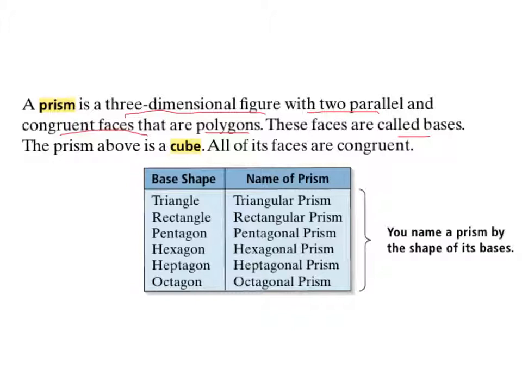Now, in this section, you'll be expected to name the prisms based on the shapes they have. So a base shape of a triangle is a triangular prism. A base shape of a rectangle is a rectangular prism. Pentagon becomes pentagonal prism. Hexagon becomes hexagonal prism. Heptagon becomes heptagonal prism. And octagon becomes octagonal prism.